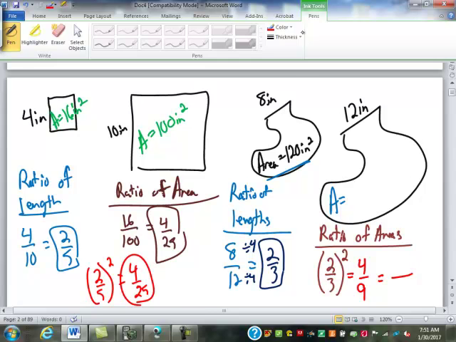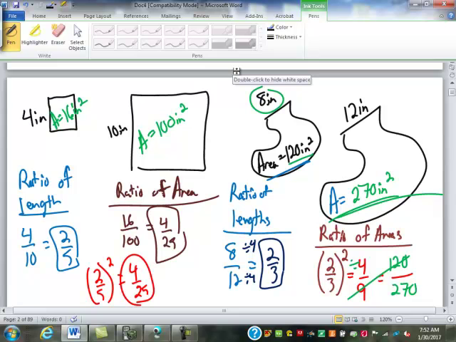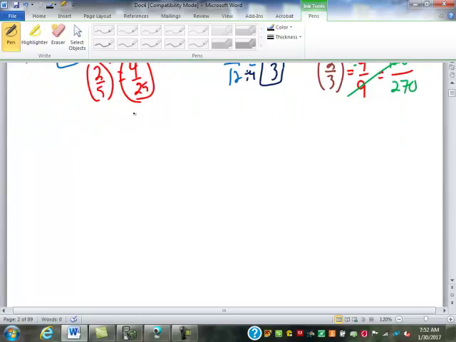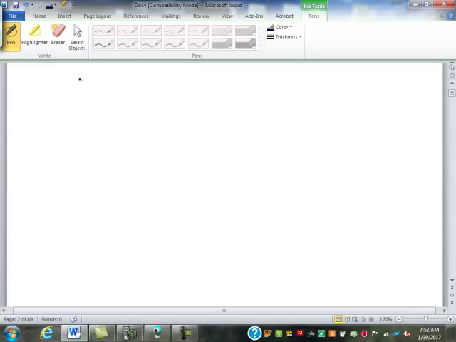So then I'm going to plug in the 120. The 120 goes with what? The top or bottom? It's from the smaller figure, so it has to go with the smaller number. So it goes on top. So 9 times 120 divided by 4 is 270. So it's 270 square inches. So find the missing area.